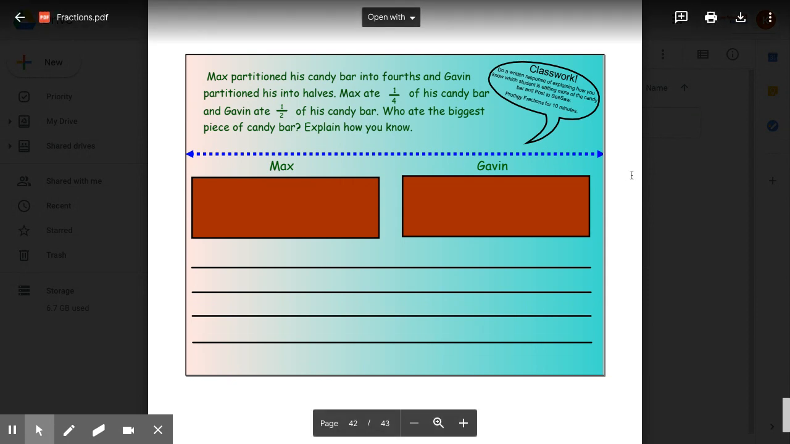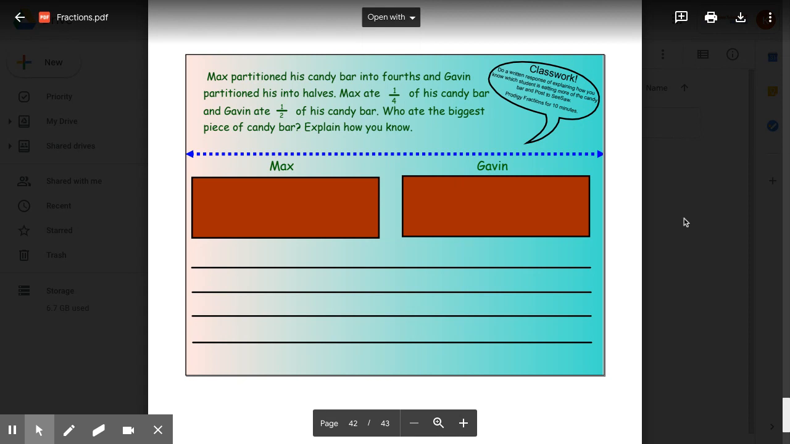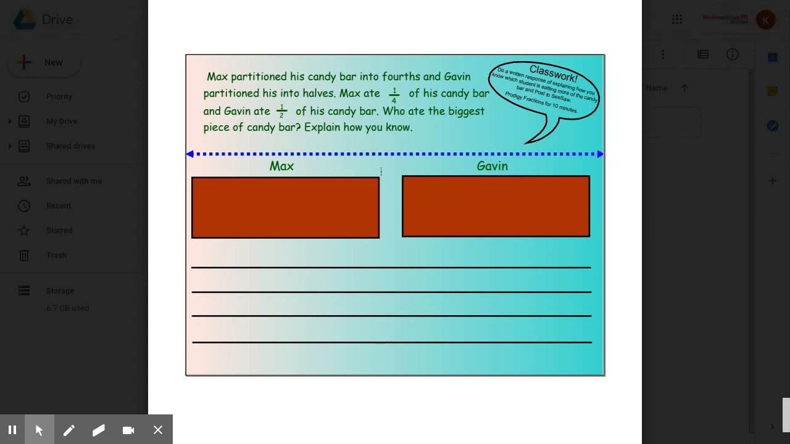All right, your turn again. Max partitioned his candy bar into fourths and Gavin partitioned his into halves. Max ate 1/4 of his candy bar and Gavin ate 1/2 of his candy bar. Who ate the biggest piece of candy bar? Explain how you know. So the first thing we're going to do is partition each candy bar.